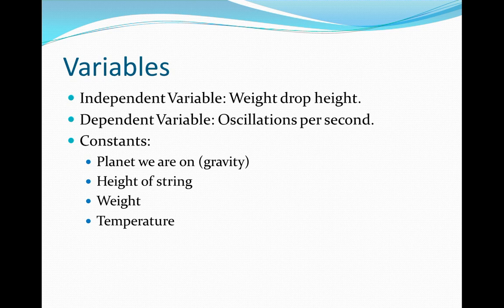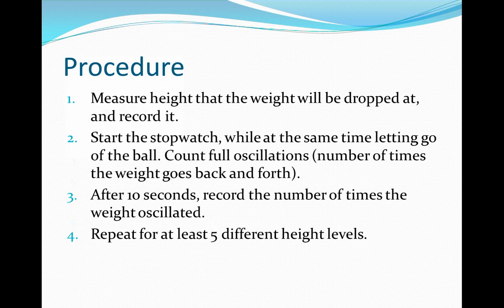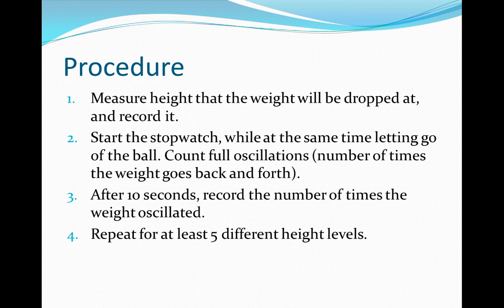The constants are the planet we are on, which is gravity, the height of the string, temperature, weight, etc. The materials are a weight, string 40 centimeters long, not counting knots and tied-off parts, a C-clamp, a meter stick, Microsoft Excel and PowerPoint for graphing and calculating data, a software clock with seconds, a Lenovo X201 tablet, model number 93098X and AP5.